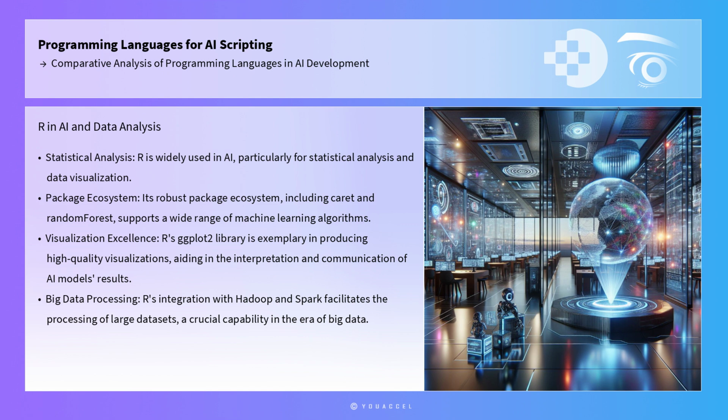R is another language widely used in AI, particularly for statistical analysis and data visualization. Its robust package ecosystem, including Caret and Random Forest, supports a wide range of machine learning algorithms. R's ggplot2 library is exemplary in producing high-quality visualizations, aiding in the interpretation and communication of AI models' results. Furthermore, R's integration with Hadoop and Spark facilitates the processing of large datasets, a crucial capability in the era of big data. R's statistical prowess makes it an excellent choice for projects that require rigorous data analysis and interpretation.